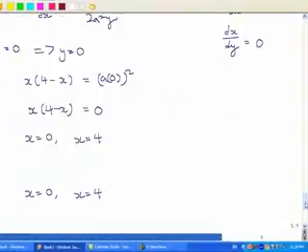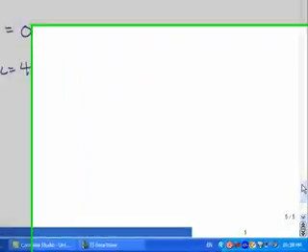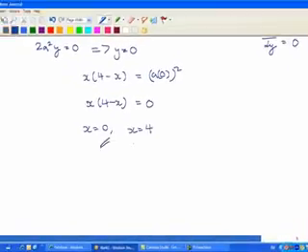We will actually accept both because there's no condition given to us whether or not we have any restriction on the x. Therefore, technically for this curve we have 2 points where the tangent is parallel to the y-axis, and the equations are x equals to 0 and x equals to 4.